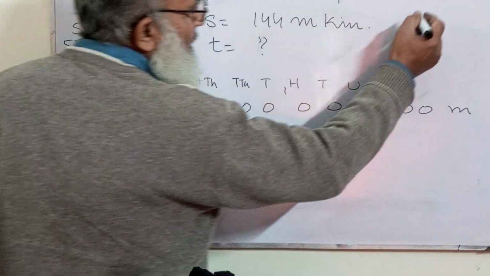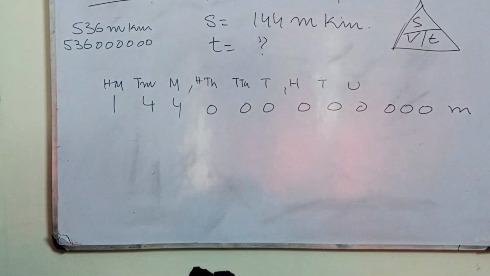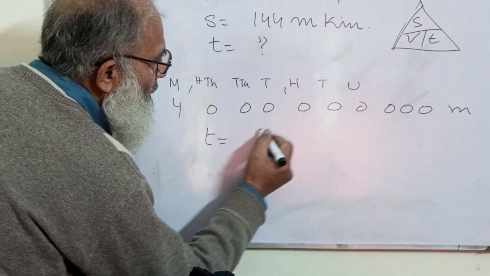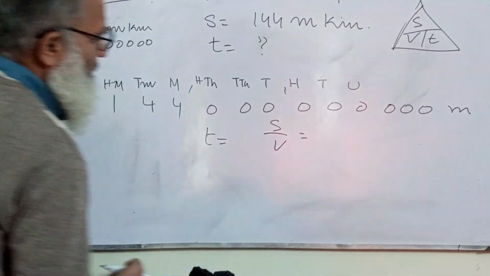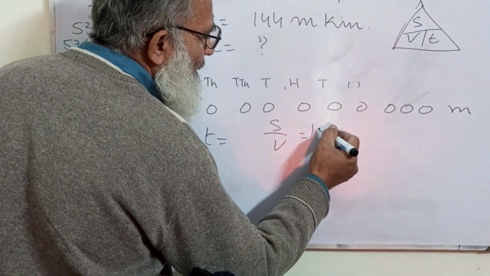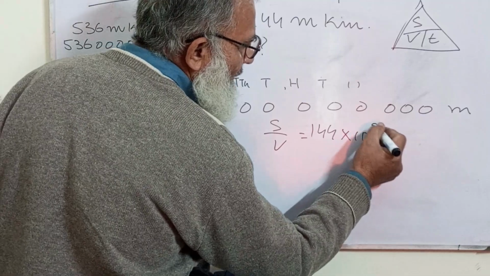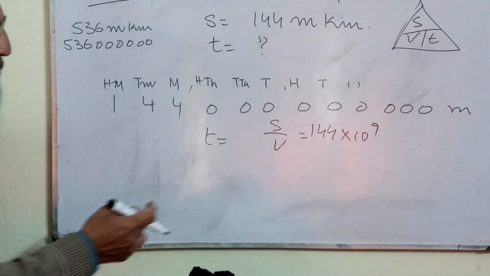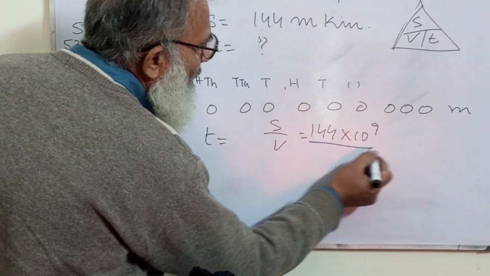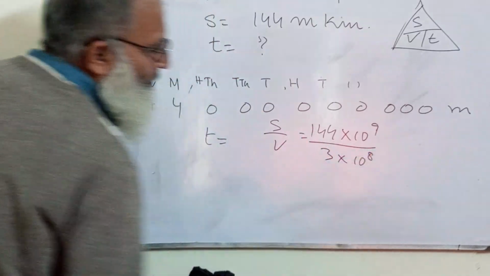Now, what is the simple formula? S is equal to Vt. What we have to find is T. So T is equal to S divided by V, where S is this long figure. You can write it like this also, into 10 raised to power 9. You can also put a point over here and adjust, but I don't need to. And V is 3 into 10 raised to power 8.